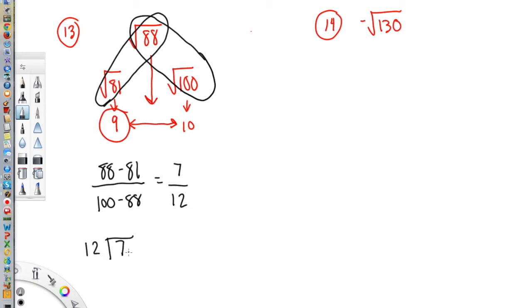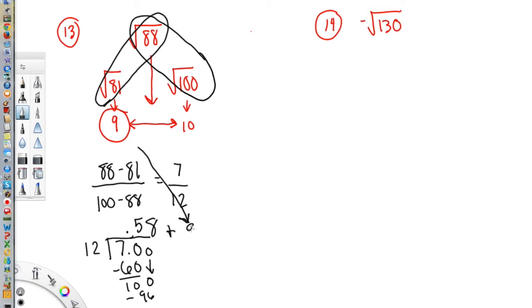12 will not go into 7, but it will go into 70, and it's going to go into 70 approximately 5 times. I know that 5 times 12 is 60. I subtract, I get 10. I bring another 0 down, and 12 will go into 100 about 8 times. That's going to be, I think, 96. I can stop right there. I don't really need to go any further because I have 58 hundredths. And what do I do to the 58 hundredths?